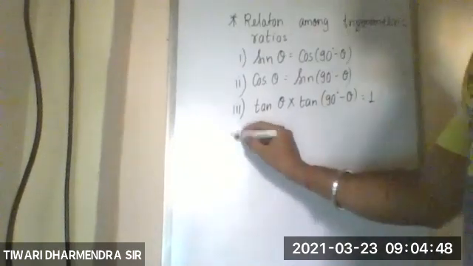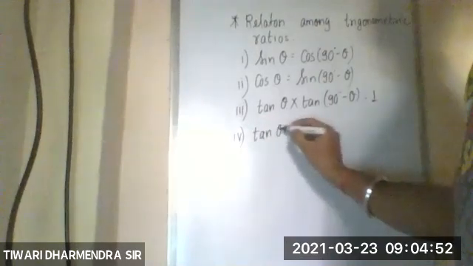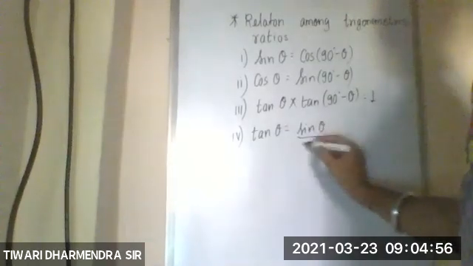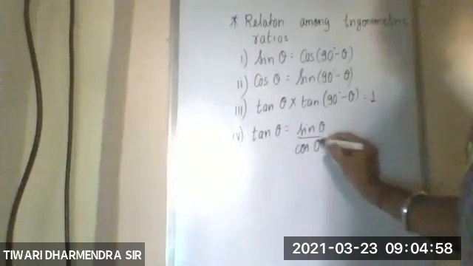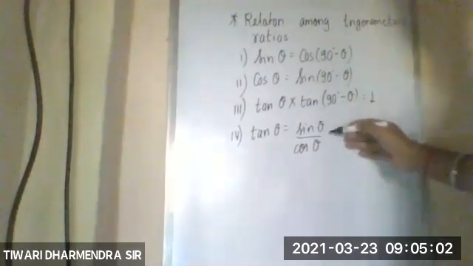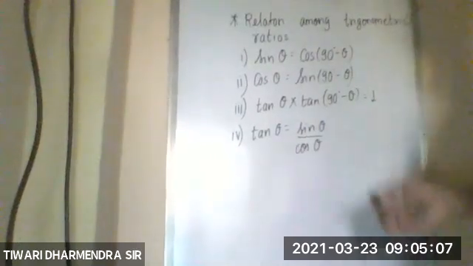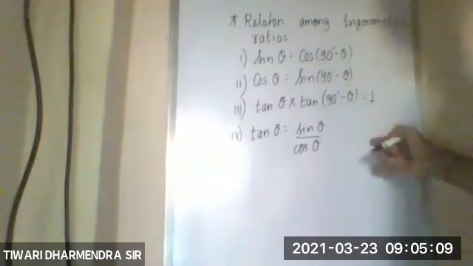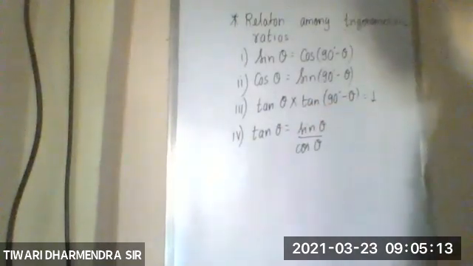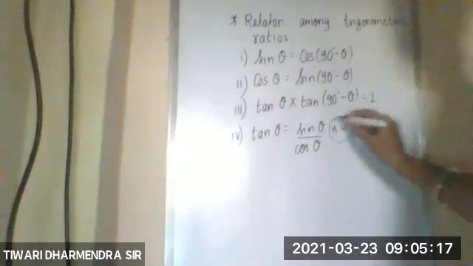And this is up to you, that you need to derive. Tan theta is equal to sine theta upon cos theta. What you need to do, just take sine theta upon cos theta, write the value of sine and cos. The denominator will get cancelled, and whatever term remains is nothing but tan theta. This you can try. Very simple.